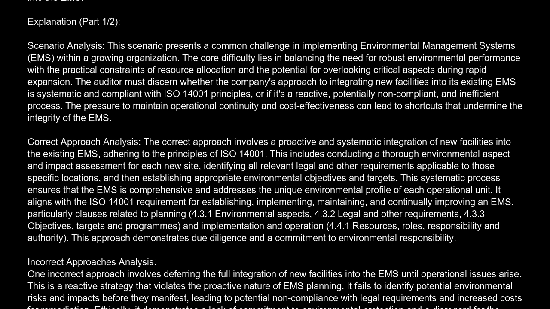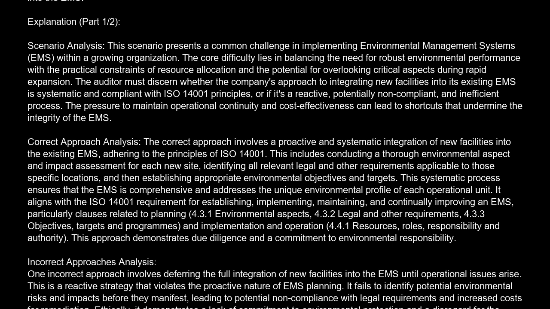The auditor must discern whether the company's approach to integrating new facilities into its existing EMS is systematic and compliant with ISO 14001 principles, or if it's a reactive, potentially non-compliant and inefficient process. The pressure to maintain operational continuity and cost-effectiveness can lead to shortcuts that undermine the integrity of the EMS.